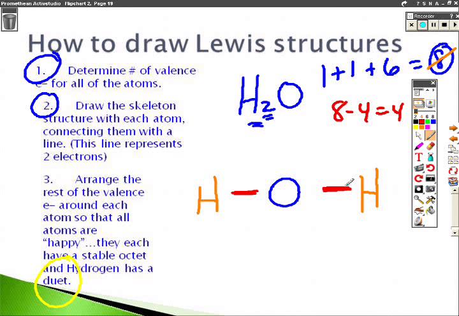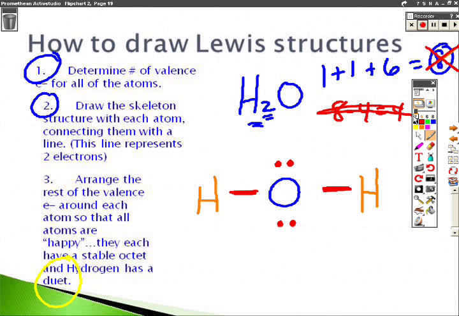I can't put any on these hydrogens. The minute I put these lines here, hydrogen's stable. The only place I have left is to put electrons in pairs around the oxygen. Have I drawn 8? Let's check. 2, 4, 6, 8. I only had 8 to draw. I'm done.